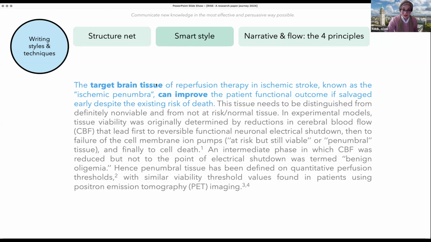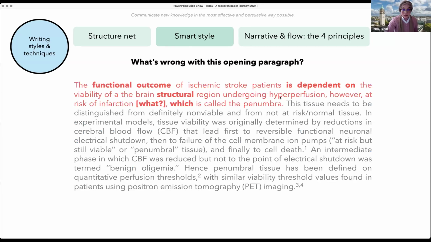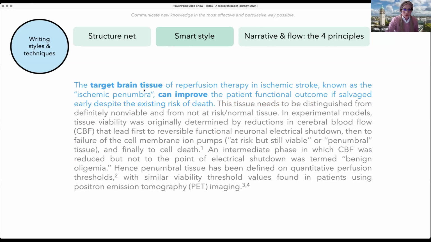So now we define it here in the right order. Previously we put it here: the region undergoing hypoperfusion at risk of infarction, which is called the penumbra. Here it's very confusing, right? So the way you order your words is vital. You can have the same sentence, and just changing the order in which you put your words can transform your sentence fully. It can move it from ambiguity to full clarity. So it's important to know how to order your words and your verbs.